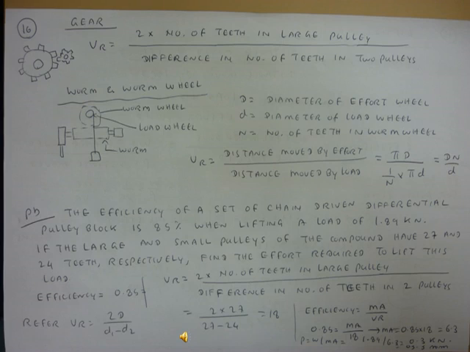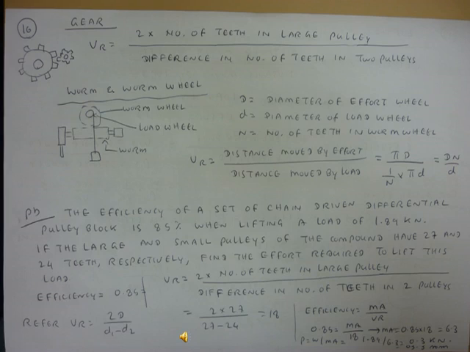And the worm and the worm wheel. You see the worm wheel and the worm. So in this case, capital diameter D is equal to the diameter of the upper wheel, small diameter d is equal to the diameter of the lower wheel, and N is equal to the number of teeth in the worm wheel. So in this case, velocity ratio VR is equal to the distance moved by the effort divided by the distance moved by the load. So that is pi multiplied by the capital diameter D divided by 1 by N multiplied by pi multiplied by small diameter d. So in this case, N D divided by small d. So this is the velocity ratio equation for the gear, the worm, and the worm wheel.